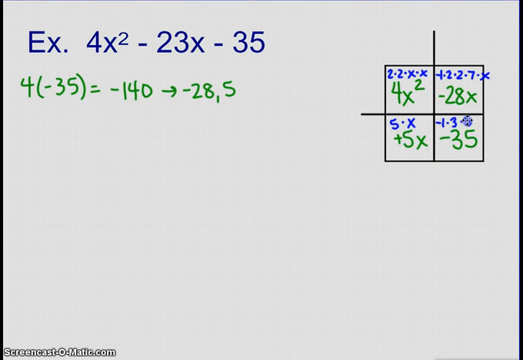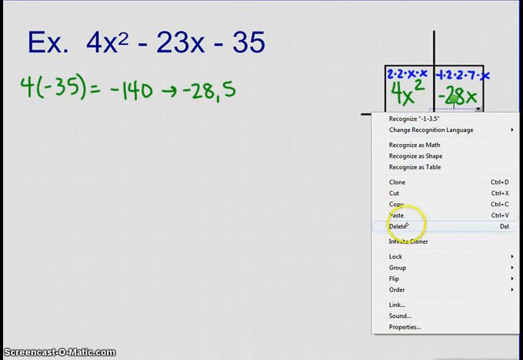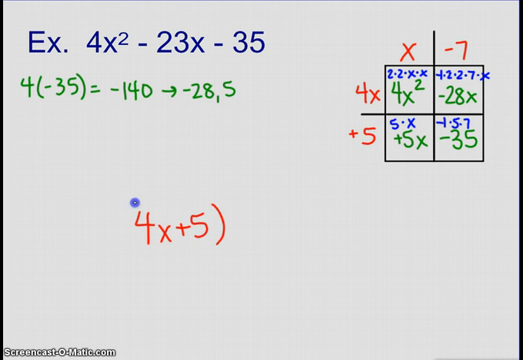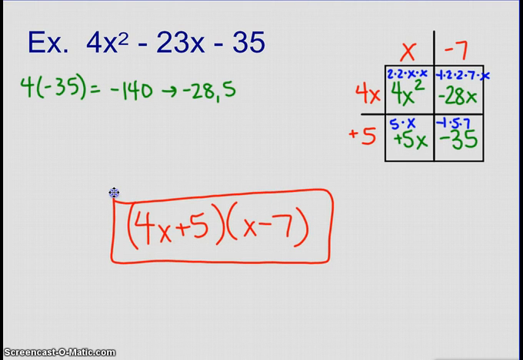That incorrectly. Let me fix that. So we share an x here. We share a negative 1 and a 7, so negative 7. We share 2 times 2 times x, so 4x. And we share a 5. So my answer here is 4x plus 5 times x minus 7. And that is the factored form of the trinomial 4x squared minus 23x minus 35.